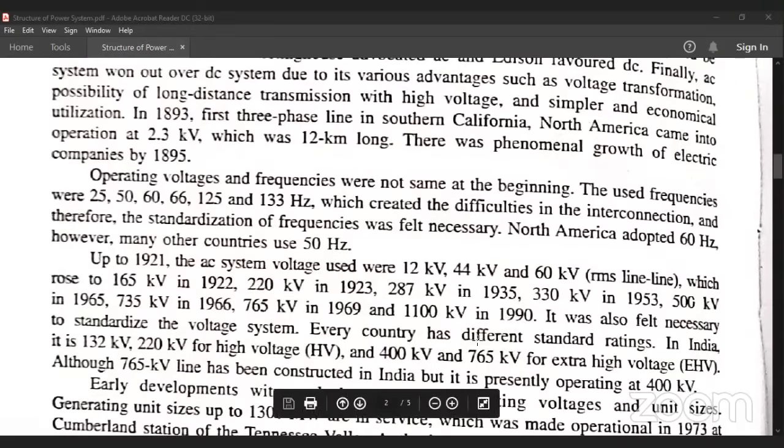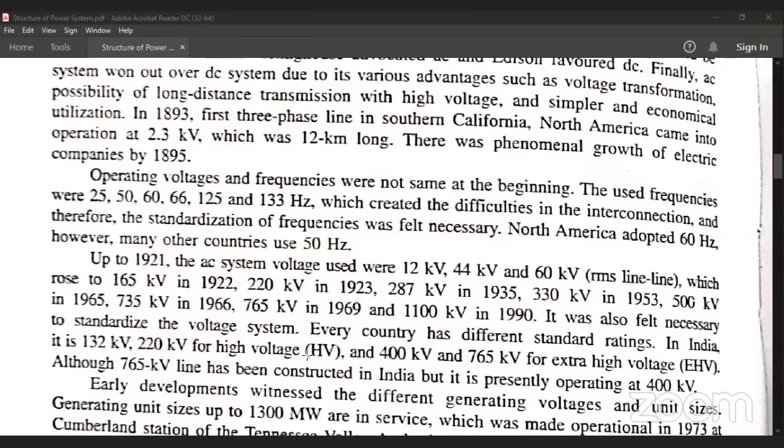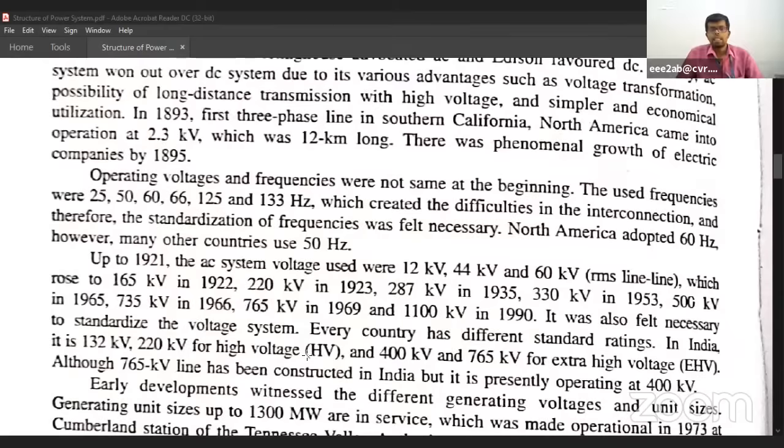It was felt necessary to standardize the voltage system. So in that scenario, countries across the world decided to standardize some common voltage.